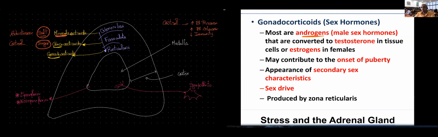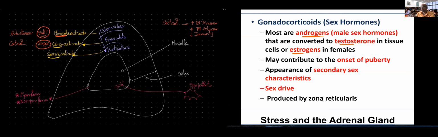The androgen, if in a male person, gets converted into a more potent form, testosterone, in the cells, and or it gets converted in females into estrogen. So we're going to be releasing male sex hormone first from the adrenal cortex, from the zona reticularis, and according to the sex of the person, it gets either converted into testosterone in males or estrogens in females.